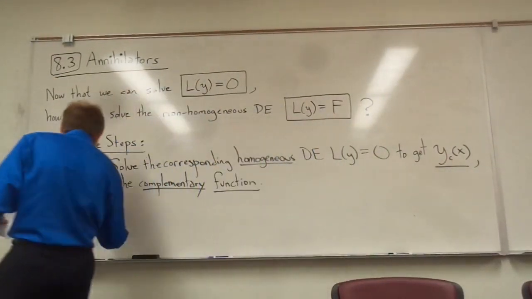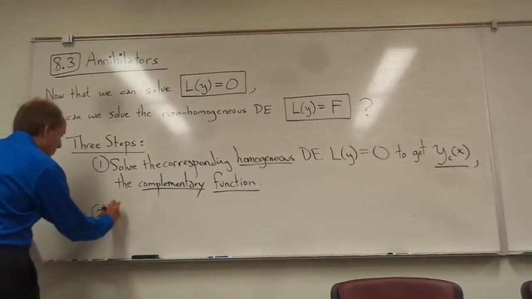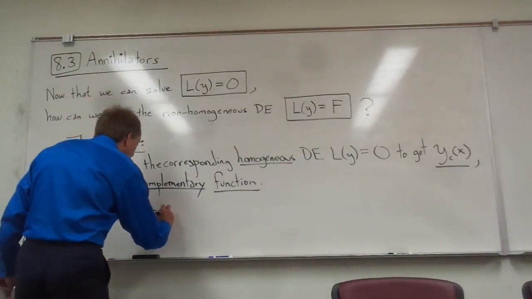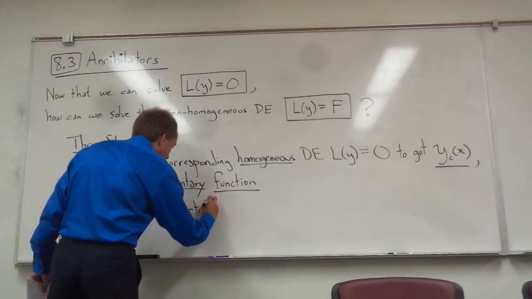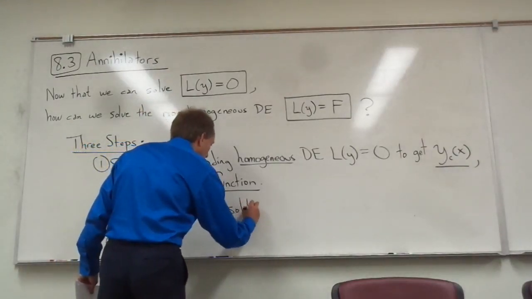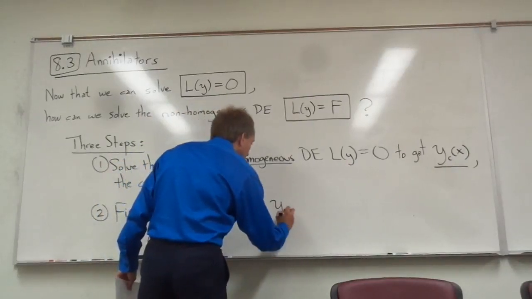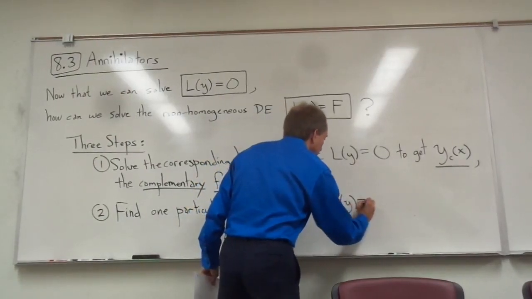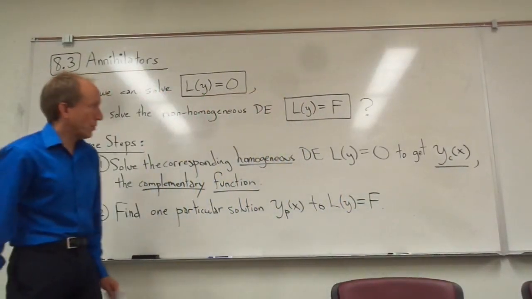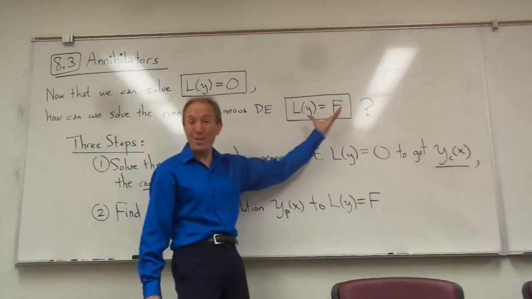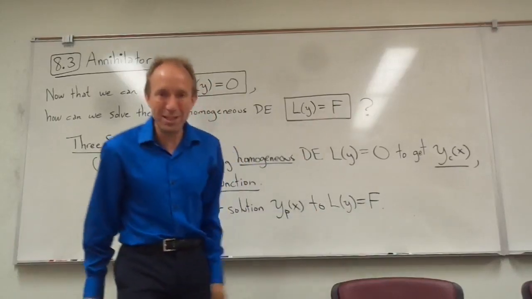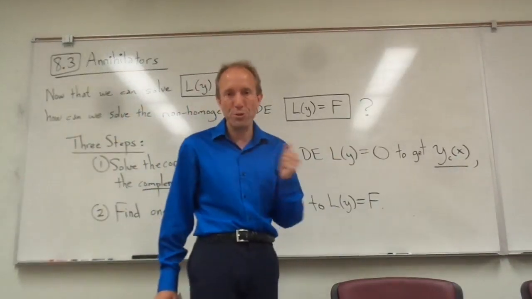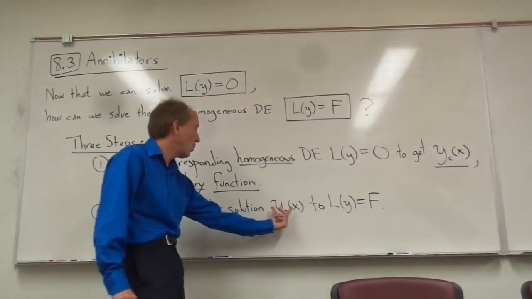The second step in the process is to find, and I'm going to explain how, one particular solution. I'm going to call it y sub p of x. So one particular solution to the differential equation L of y equals f. You don't have to find all of the solutions to this non-homogeneous linear differential equation. You just have to find one specific solution. That's the particular solution, y sub p of x.